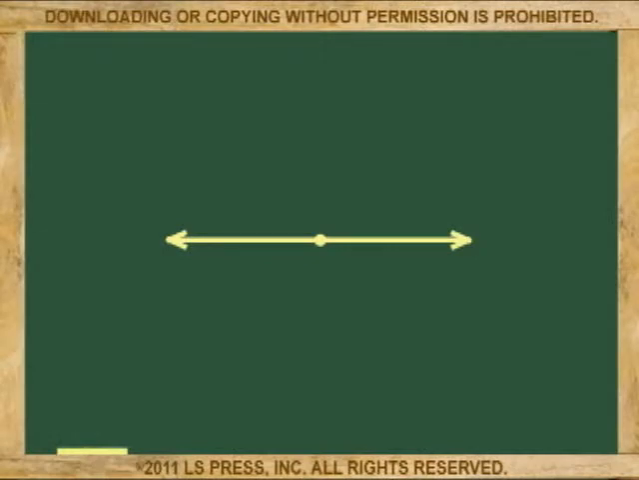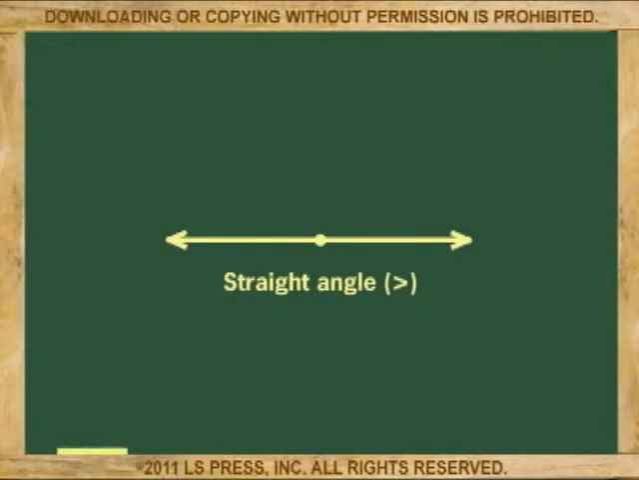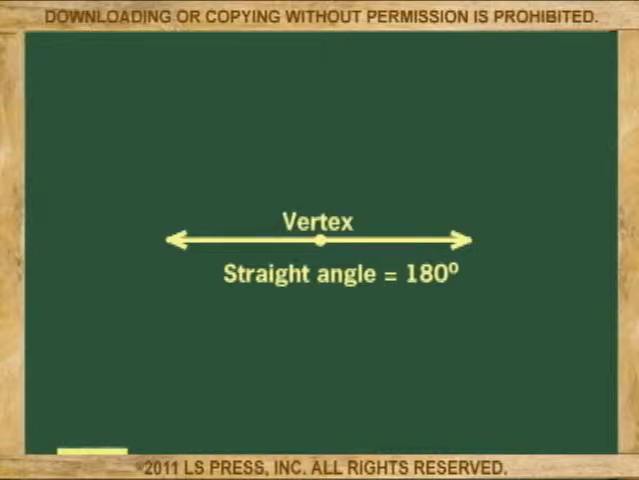Now let's imagine that we have two rays in opposite directions sharing the same endpoint. In this particular case, it looks like we have a line with a point somewhere in the middle. However, in geometry we call this a straight angle. A straight angle measures 180 degrees, and the point where the angle rotates is called the vertex of the angle.